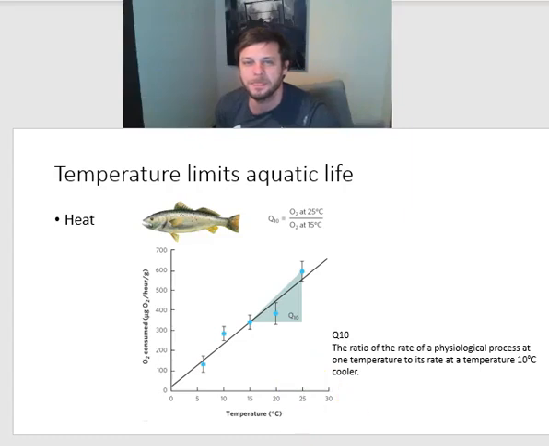So in this example, we're using oxygen use, and so how much O2 do they consume? As it goes up, you see it increases for this set value. So the Q10 for the oxygen use in this organism would be, what is this, around 600 divided by 350, give or take. So that gives us your Q10 value.